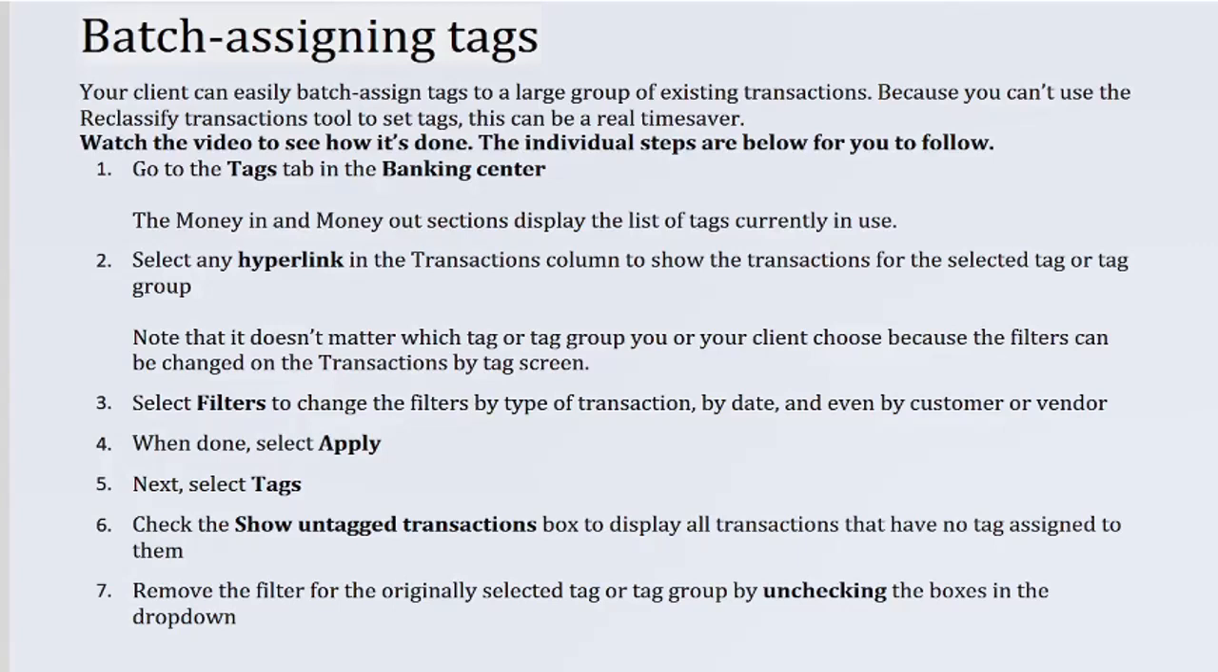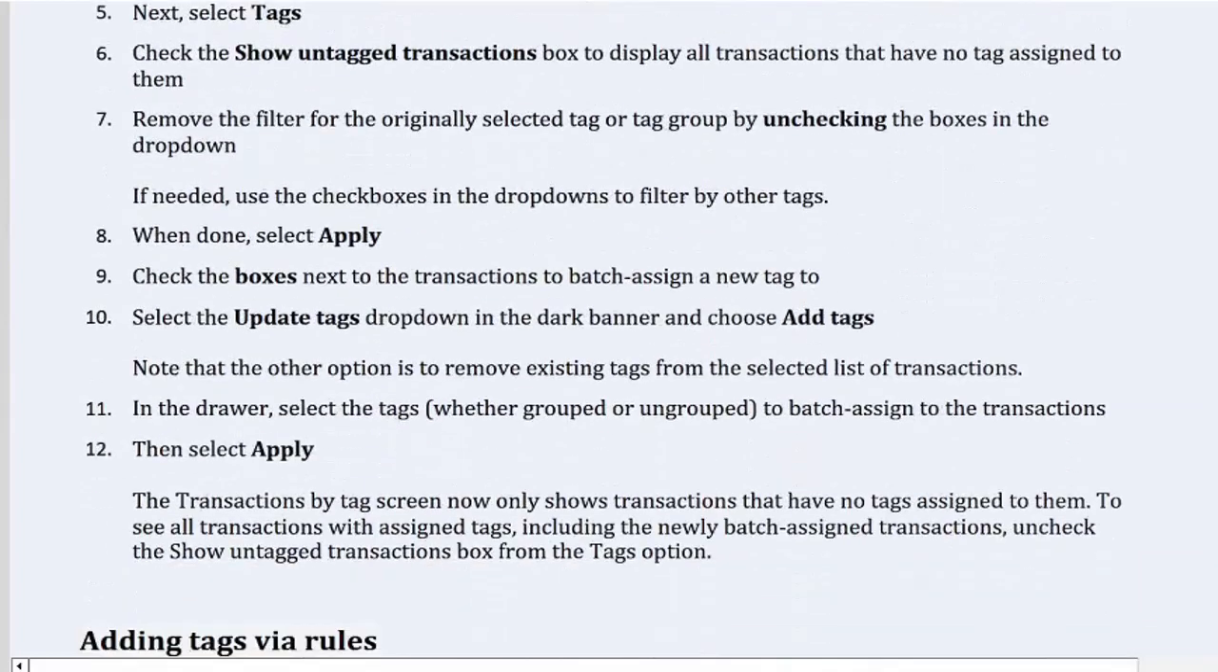Note that it doesn't matter which tag or tag group you or your client choose because the filters can be changed on the Transactions by Tag screen. Select Filters to change the filters by type of transaction, by date, and even by customer or vendor. When done, select Apply. Next, select Tags. Check the Show Untagged Transactions box to display all transactions that have no tag assigned to them. Remove the filter for the originally selected tag or tag group by unchecking the boxes in the drop-down if needed. Use the checkboxes in the drop-downs to filter by other tags. When done, select Apply.